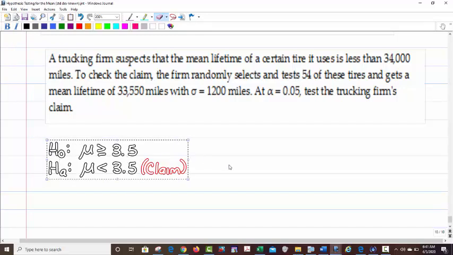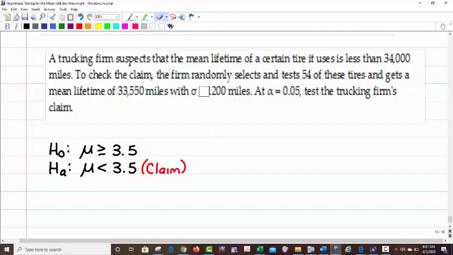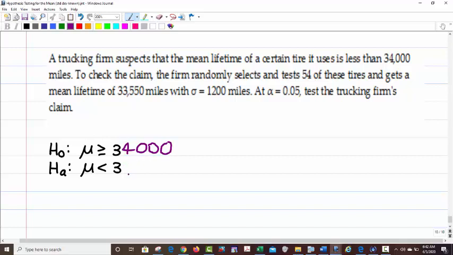So evidently they're a little upset with their tire manufacturer here. That's still the claim. So much for neatness now. This is 34,000. So it's a left-tailed test, and I'll just go ahead and do this one.